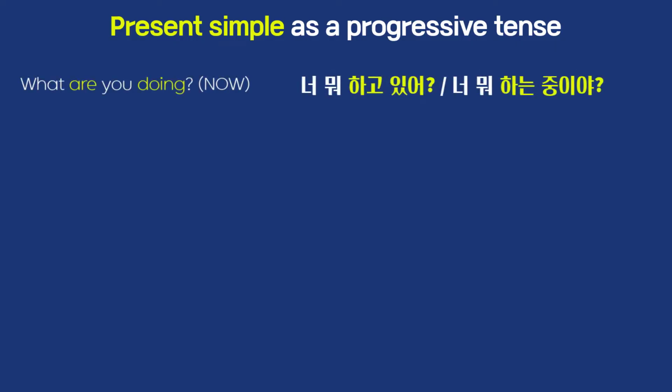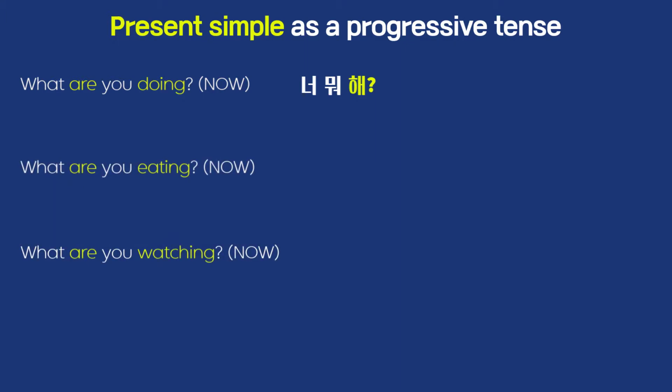So to ask what someone is doing now, rather than asking 너 뭐 하고 있어? Or 너 뭐 하는 중이야? It's as common to use the present simple tense and just ask 너 뭐 해? And to ask what are you eating or what are you watching, you can just say 너 뭐 먹어? 너 뭐 봐?